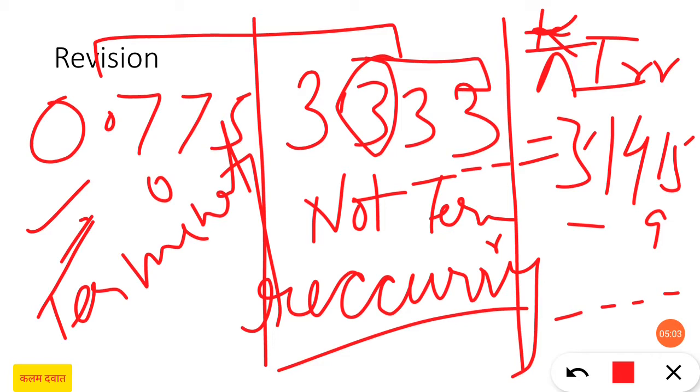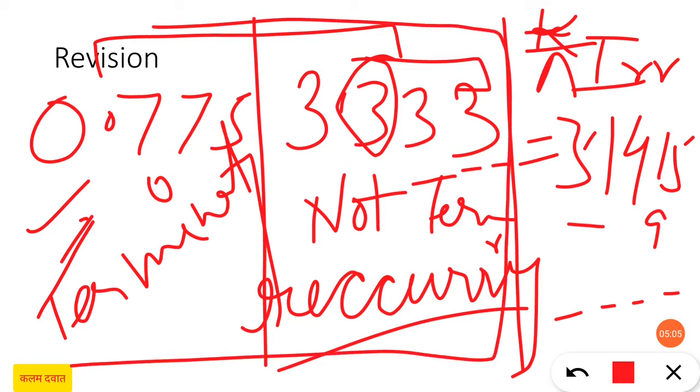These two are included in rational numbers, and the other one is irrational, but rationals and irrationals together are known as real numbers. Now moving to the chapter.